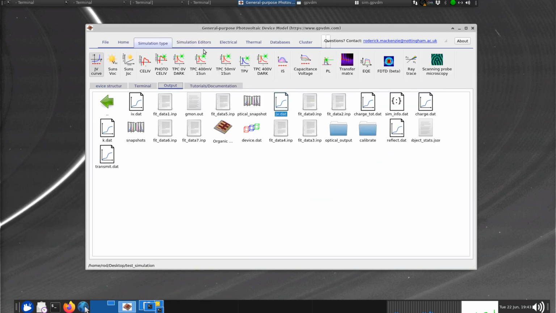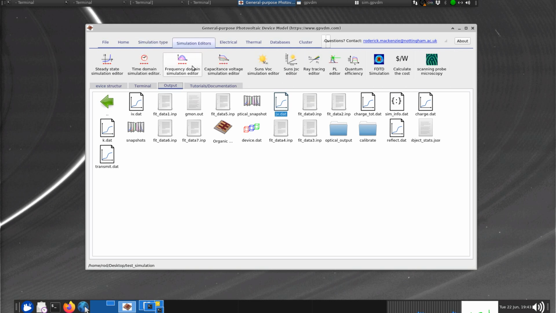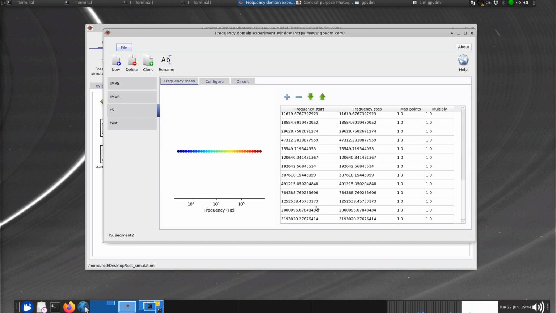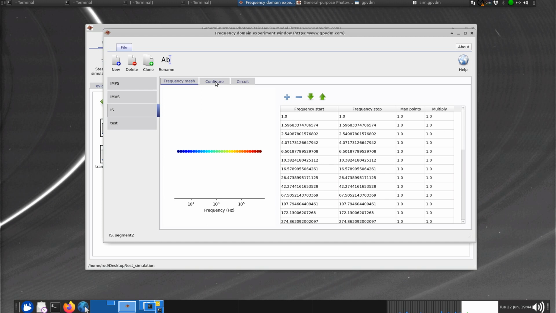Now, there are two new icons: one is the simulation mode called impedance spectroscopy, and there's a frequency domain simulation editor. If we look at the mode called IS, which is impedance spectroscopy, currently IMPS and IMVS aren't implemented. If you want to use those, give me an email. Currently, only impedance spectroscopy is implemented. That's with excitation with a voltage and measuring a current. These are the frequency points we're going to simulate, about 40 or so there.